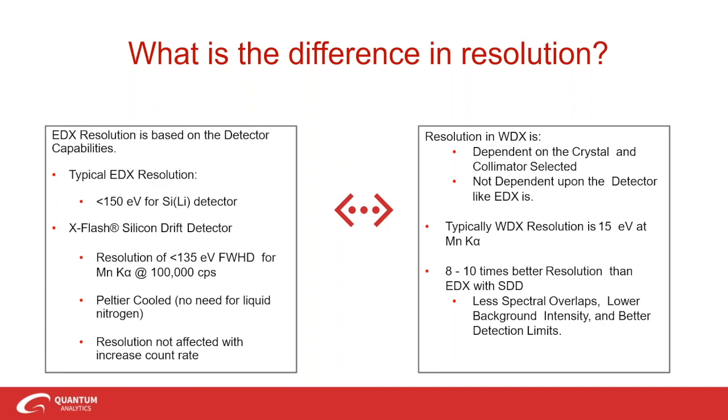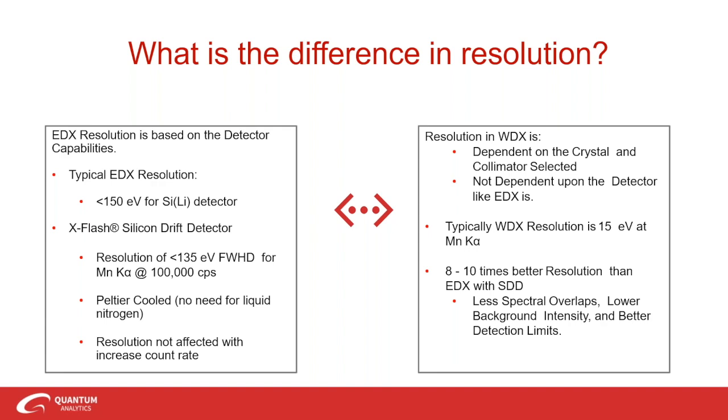Now, resolution in WDXRF is dependent on the crystal and the collimator that you select. It's not dependent on the detector like in an EDXRF. Typically, WD is about 15 electron volts for manganese at that count rate. So it's about 8 to 10 times better resolution than ED with a silicon drift detector, the standard Si(Li) detector. Why is that great? Because you get less spectral overlaps, lower background intensity and better detection limits.